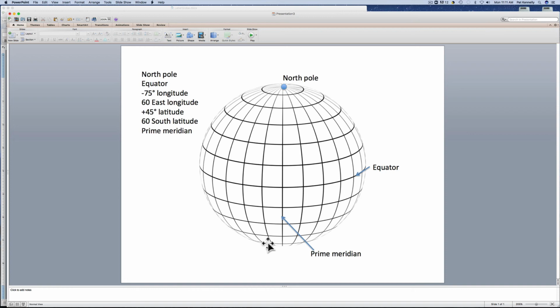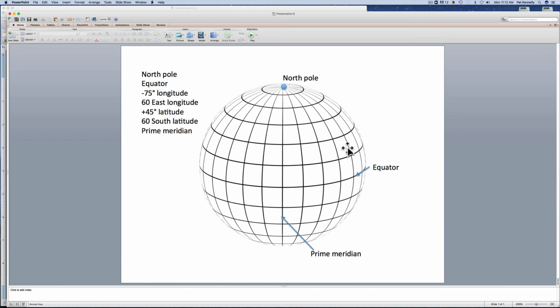It could also be referred to as minus 60 degrees latitude, but in this case it happens to be 60 degrees south. And then for the two lines of longitude, one is minus 75 degrees longitude. So remember, as we move towards the west, we get into negative numbers here. So this is going to be minus 15, minus 30, minus 45, minus 60. This line here is going to be minus 75 degrees longitude. And the positive longitude is going to be east of the prime meridian, and 60 is going to be 4 divisions, or 15, 30, 45. This line here is going to be 60 degrees east longitude.